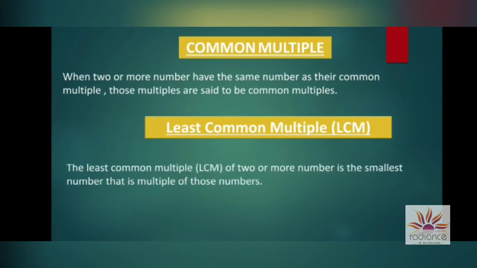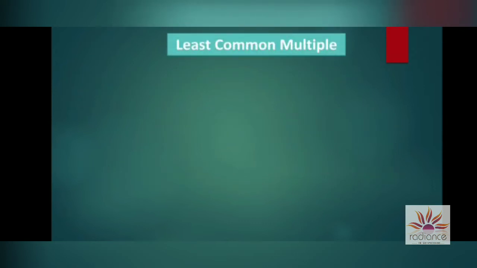The least common multiple, or LCM, of two or more numbers is the smallest number that is a multiple of those numbers. Okay, so yes, we are going to find out the least common multiple of the given numbers. So what will be the question? Find the LCM of 5 and 10. There are some steps to find out the LCM. And what are they? Let's have a look.